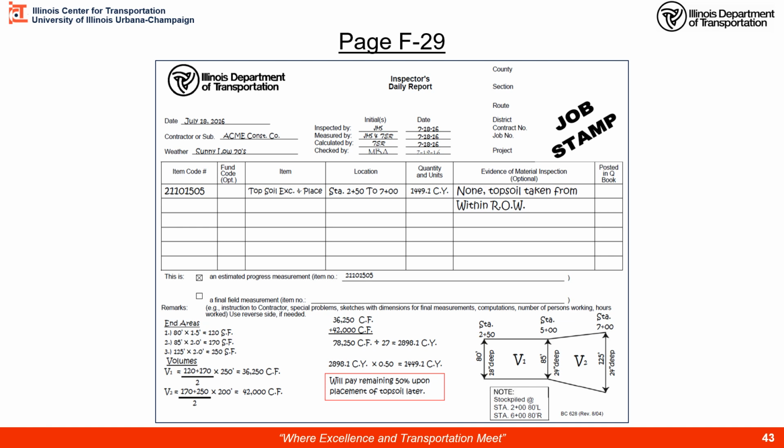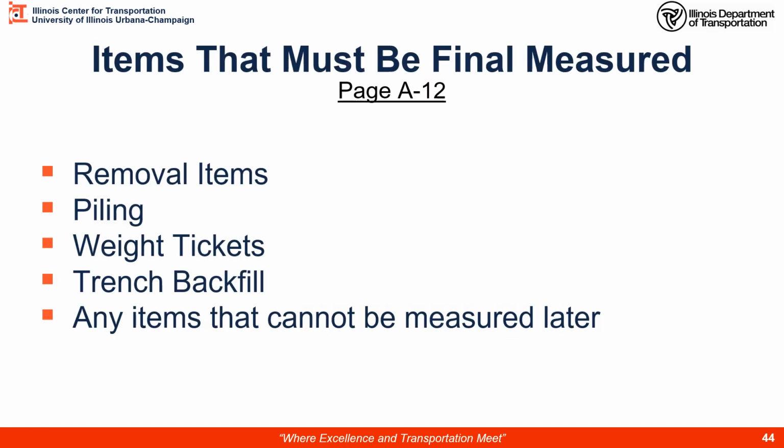Here I take my final amount and I multiply by 50% to get my estimated quantity for the removal portion. Check the box, it's estimated. Here's my pay item number. Here is my 1449.1 cubic yards. I put a note, we'll pay the remaining 50% upon placement of the topsoil at a later date. On that second IDR, I could reference this IDR, this date of IDR, and I could extract right off it and say I'm going to pay the final 50%, which would be that amount.